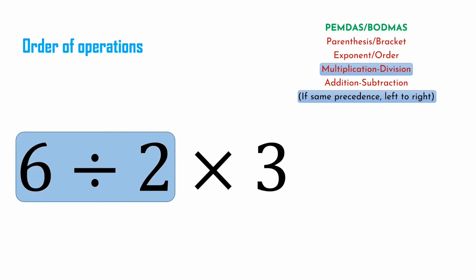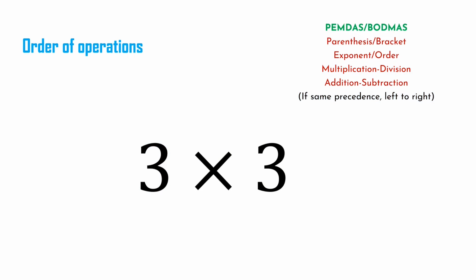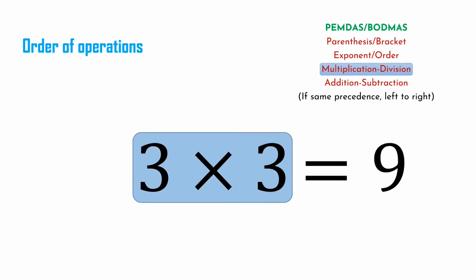Starting at the left, we have 6 divided by 2. 6 divided by 2 is equal to 3. We then have 3 times 3, one final multiplication. That gets us the correct answer of 9. This is without a doubt the correct answer to this expression as written according to the modern usage of the order of operations. So why did this problem cause so much controversy?